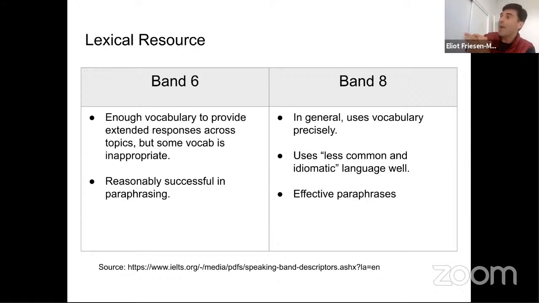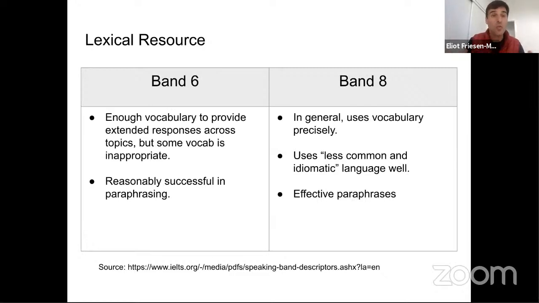So first of all, band 6. A band 6 response has enough vocabulary to provide extended responses across topics, but some vocab could be inappropriate. So this person has enough words to be able to talk about the various topics that they ask you about on the IELTS interview.